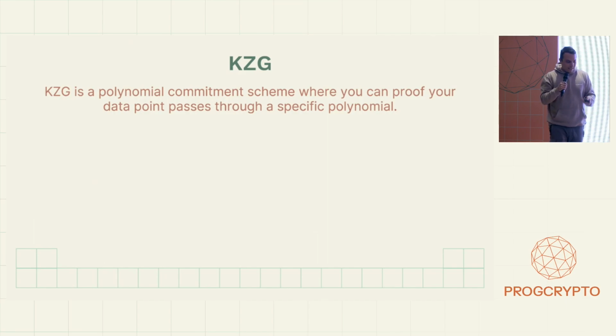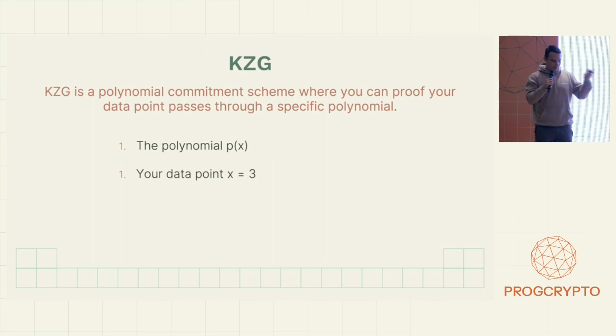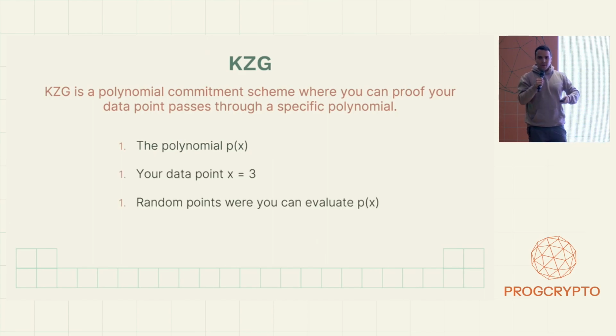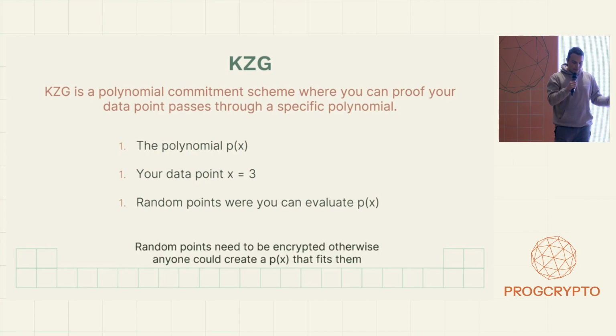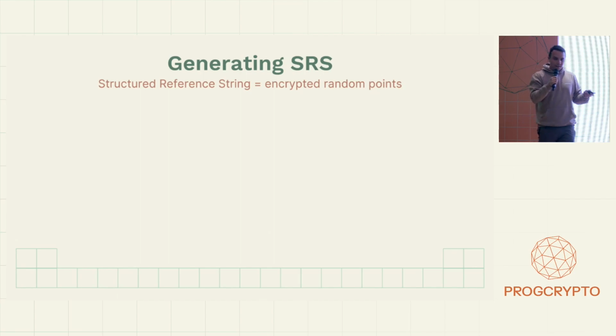So KZG is a polynomial commitment scheme where you can prove that your data point passes through a specific polynomial. Simplifying some things, you need the polynomial, you need your point, and you need random points generated previously, right? These random points need to be encrypted, because if they are not, the system can be cheated. And this is where the ceremony, the trusted setup, comes into play. The trusted setup generates a structured reference string, so the random points.